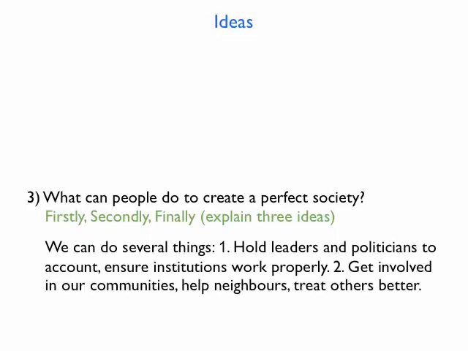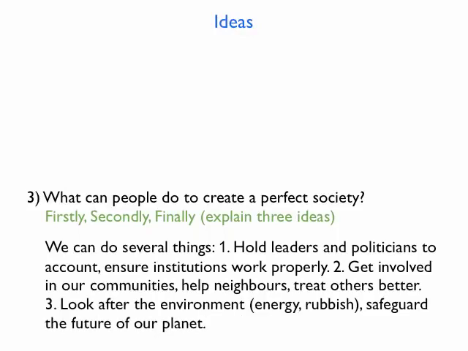Secondly, we could get involved in our communities, help neighbours and treat others better. Finally, we should look after the environment, for example, thinking about the energy we use, the rubbish we create, the way we damage the natural world, etc., so that we safeguard the future of our planet for our children.